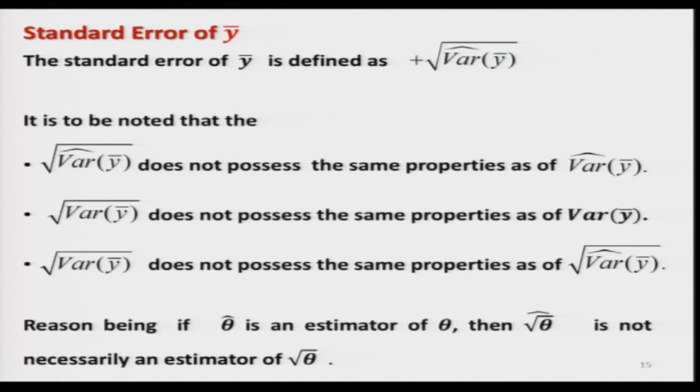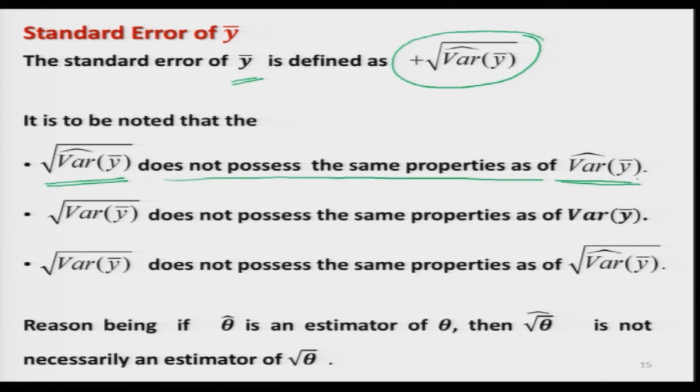You always have to keep in mind that the standard error of y bar is defined as the positive square root of the estimated value of the variance of y bar, right? And you have to note that this standard error does not possess the same properties as the estimated value of the variance. Similarly, the square root of the variance of y bar and the variance of y bar are also two different parameters for us, so they will also have different types of properties.